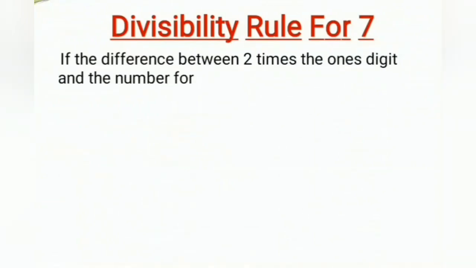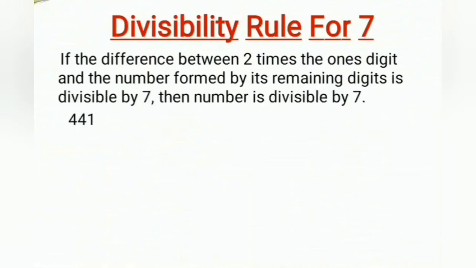Divisibility rule for number 7. If the difference between 2 times the ones digit and the number formed by the remaining digits is divisible by 7, then the number is divisible by 7. Here we have to consider the ones digit first and then the remaining digits.